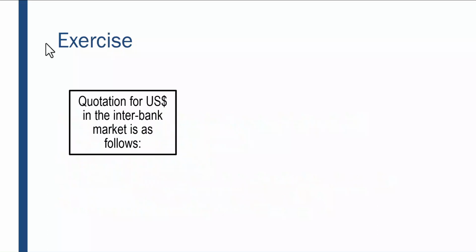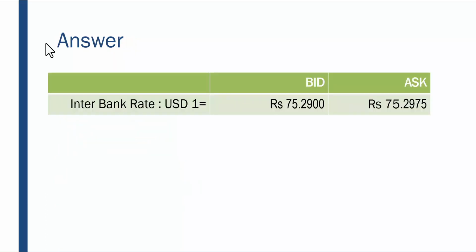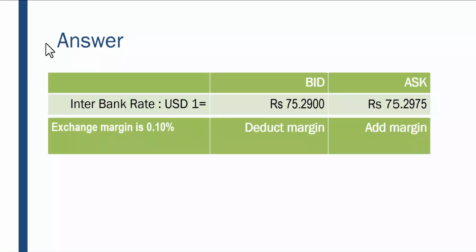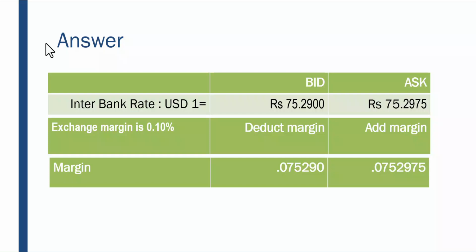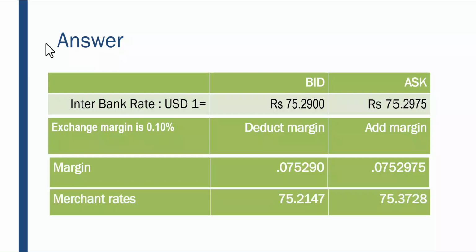Okay. First we'll do what? First we'll put the rate as it is. ये rate दिया हुआ. Then the exchange margin is 0.10%. So we are going to deduct that from the bid rate and add the margin to the ask rate. So the margin is 0.075290, 0.0752975. What we have calculated: 75.29 into 0.10. So we have arrived at this and the merchant rates. नीचे आ गया. ऊपर का रेट क्या है?